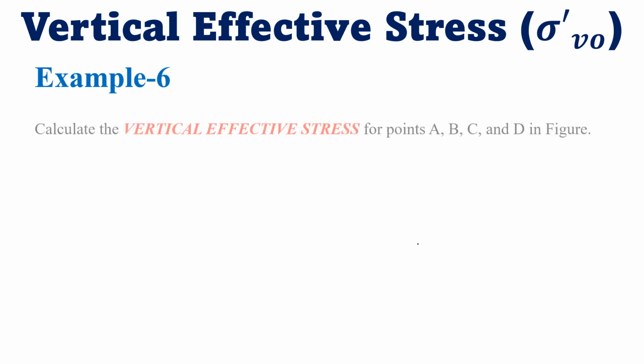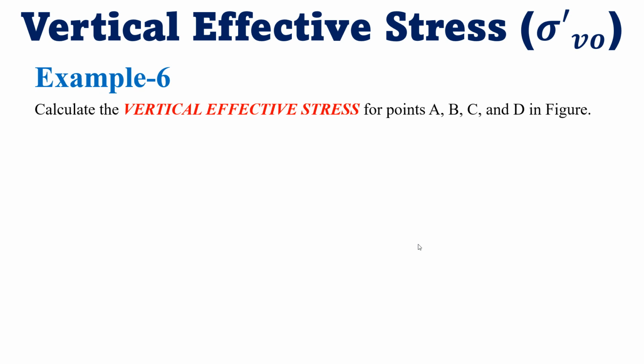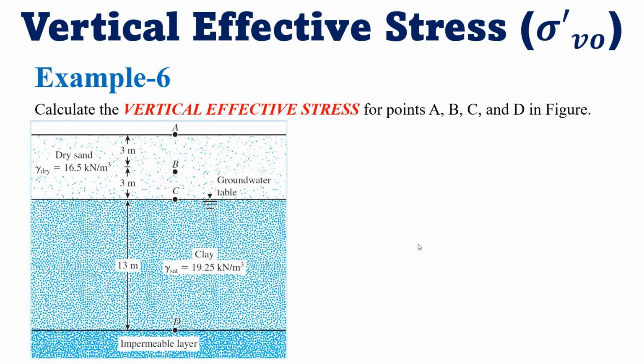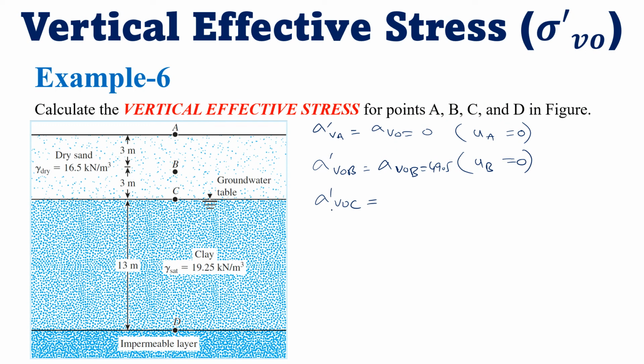And in the next example 6, you can see that we have to calculate the vertical effective stress for points A, B, C, and D. So for A, vertical effective stress will be equal to total stress, because UA is 0. There is no effect of pore water pressure. So sigma dash V naught B will be equal to sigma V naught B, because pore water pressure for B is 0, and this was 49.5. And sigma dash V naught C is the same as total vertical stress, because there is no water pressure. Sigma V naught C was 99 kilopascals, and this is 49.5 kilopascals.